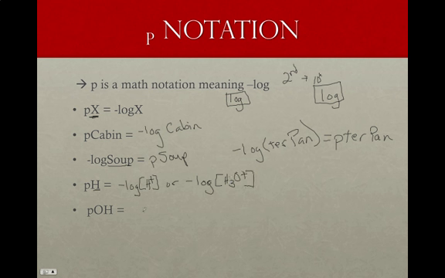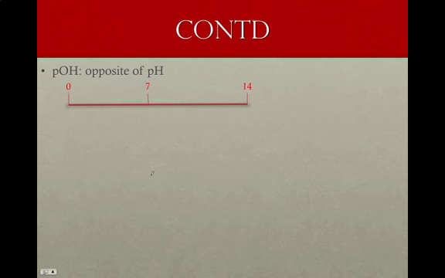And pOH is going to be then, again, because we have that P notation, the negative log of our hydroxide ion concentration. So make sure that you underline these, highlight them in your notes, because those are important equations for us to know. Okay, so now pOH is the opposite of pH.